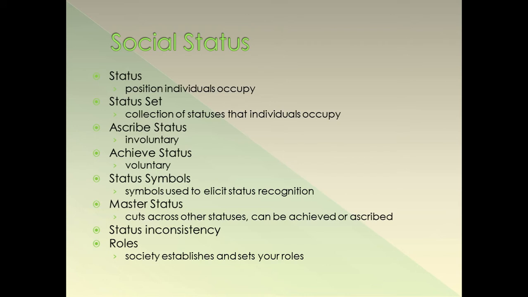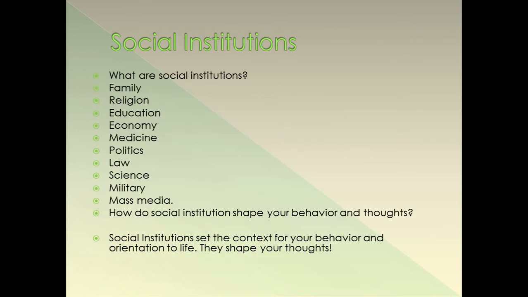So I'm going to skip social status for a second, and we're going to move on to social institutions. Social institutions are essentially how you experience social structures, because you're experiencing social structures through these institutions. The book gives you a nice little table and talks about how you experience social institutions and how they shape your behaviors and your thoughts.